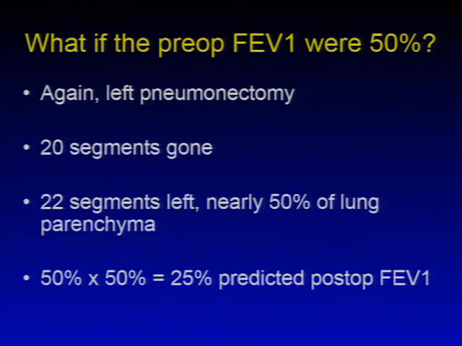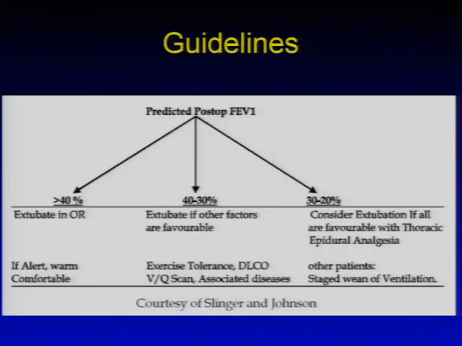If the pre-op FEV1 were 50% and we were doing a left pneumonectomy, again, 20 segments gone, 22 segments left, nearly 50% of the lung parenchyma is left. So 50% times the preoperative FEV1, which is 50%, is equal to 25% predictive postoperative FEV1, assuming the perfusion is 100%. So there's obviously a huge difference between whether this patient is high or low risk for the pneumonectomy. And here are the guidelines. If the predicted postoperative FEV1 is greater than 40%, the patient should be extubated in the operating room.